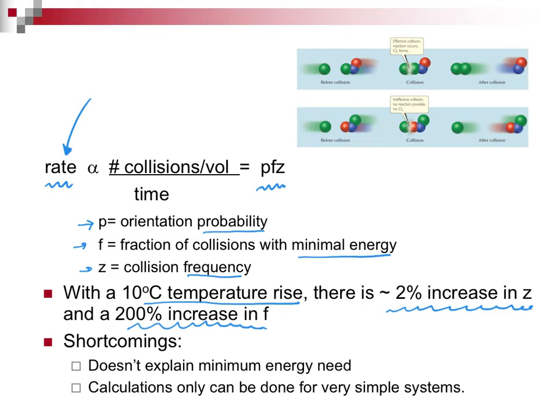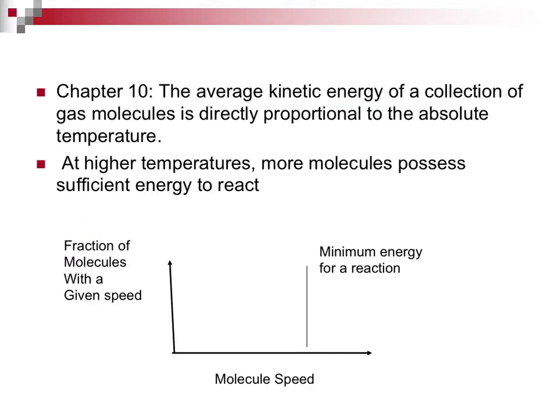All of that is good, but there were some shortcomings. Maybe you wondered, why is there that minimum energy? Where did that really come from? And I'll be honest, you have to have a very simple system for that to occur. Detail right here. When we were back in chapter 10, we learned the average kinetic energy of a collection of molecules was proportional to the absolute temperature.